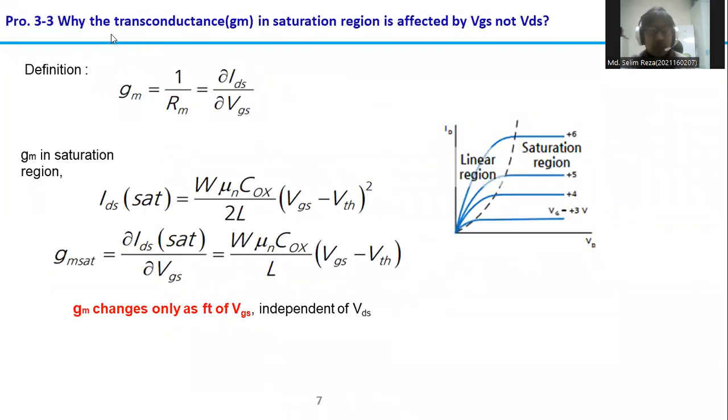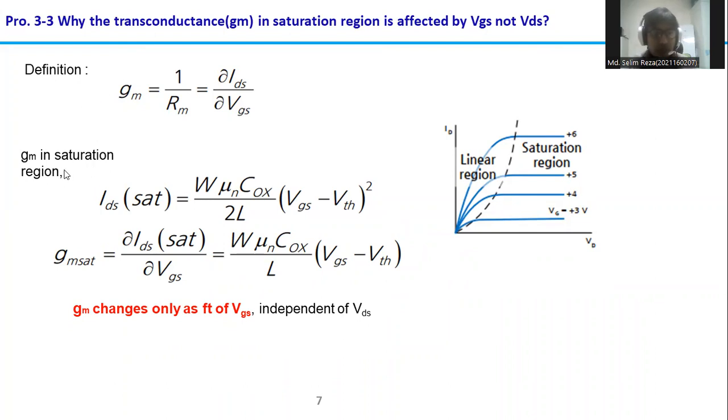And the next question is why the transconductance, that means GM, in the saturation region is affected by the gate to source voltage, not the drain to source voltage. We know the transconductance GM is equal to 1 by the resistance. The conductance can be the change of drain to source current over the change of gate to source voltage. So this one is the definition of transconductance.